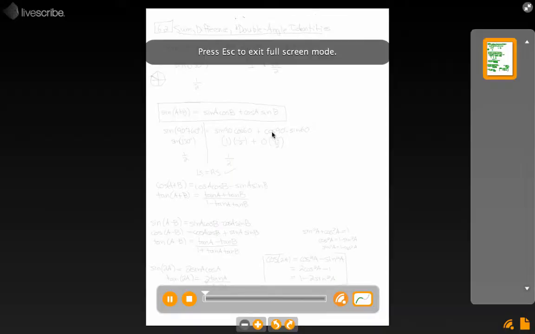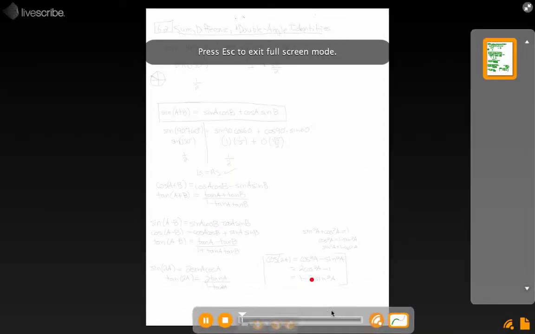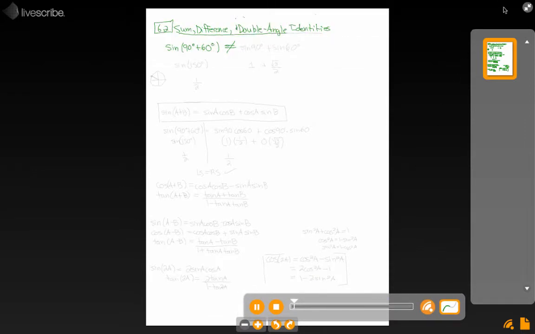This example comes from section 6.2, Sum, Difference, and Double Angle Identities. I'll start off by asking, what does sine of 90 degrees plus 60 degrees equal? Now, 90 plus 60 is a nice number, so realistically I would solve this as sine of 150 degrees, which, if I know my unit circle reasonably well, I can figure out. Even a calculator will tell me that one equals a half.